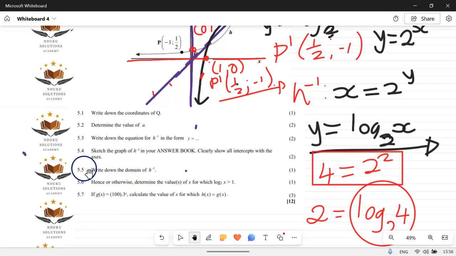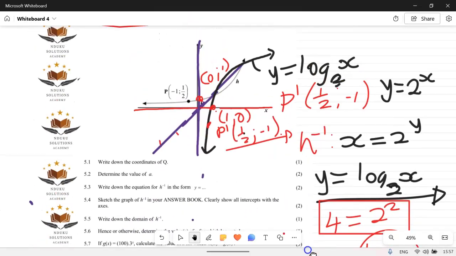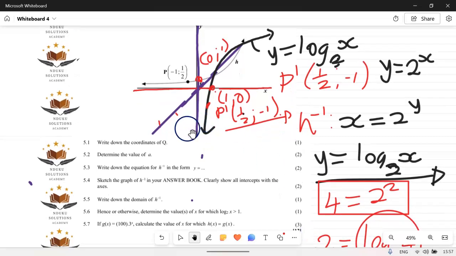To write down the domain on 5.5, which we just did on 5.4. Write down the domain of the inverse. So if you look at the domain, you're actually looking at the x values where this graph actually exists. Let me just go up a bit so that you can see this graph. You can see the asymptote is y equals to 0.